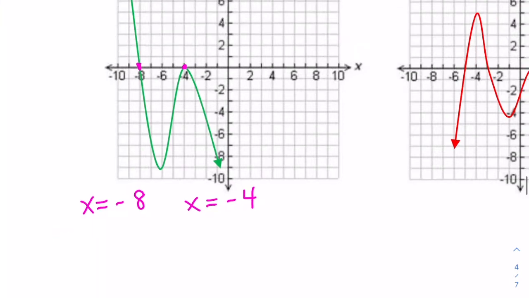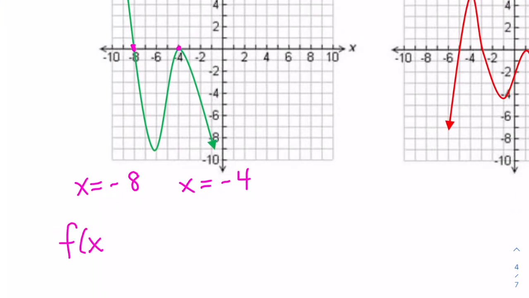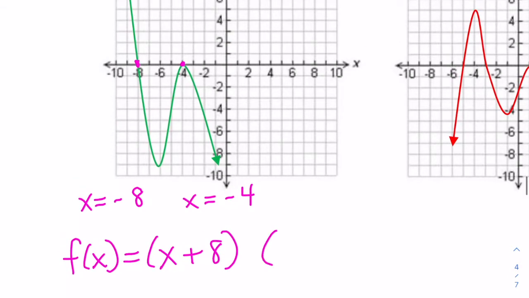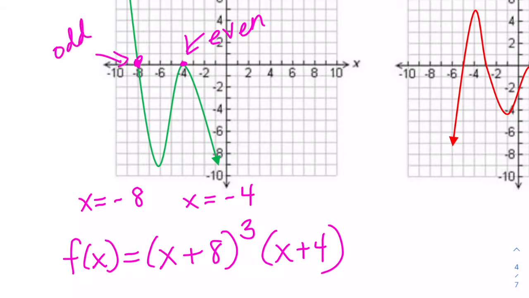So if I was going to write an equation, I'd have to make sure I write the factors. This would be x plus 8, and this would be x plus 4. Now, we want to make sure that the one at 8 is odd, because it goes through. So I'm just going to put 3. Okay, we're just doing this as an example. It's this general sketch. And then x plus 4, remember that has to be even, because it bounces off the graph. So I'll just make that 2. So this is a possible equation for this sketch.